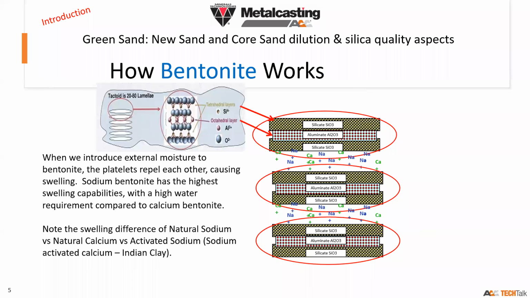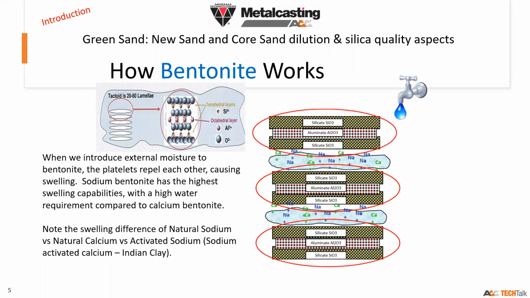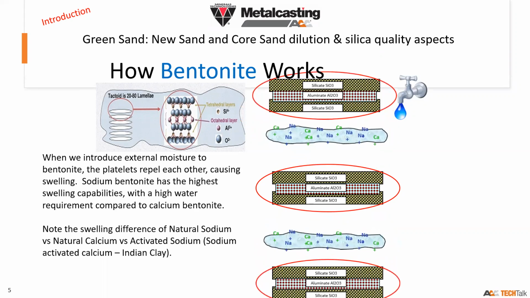And the second one is bentonite. Remember that bentonite works, in fact, because it is swelling. So when we introduce external moisture to bentonite, then you have a sort of swelling consequence, explaining why we have a bonding effect between the grain of silica. So the water is really activating the bonding. And note that the swelling difference of natural sodium and natural unactivated sodium bentonite is quite different.